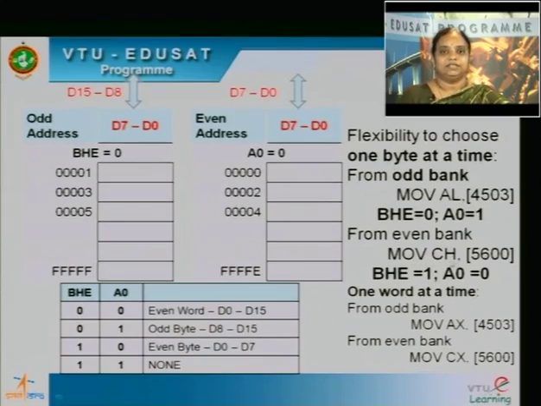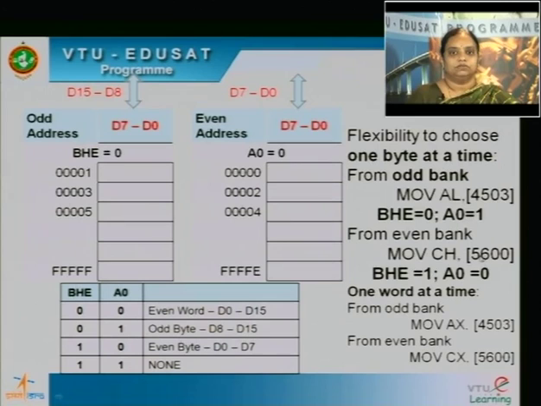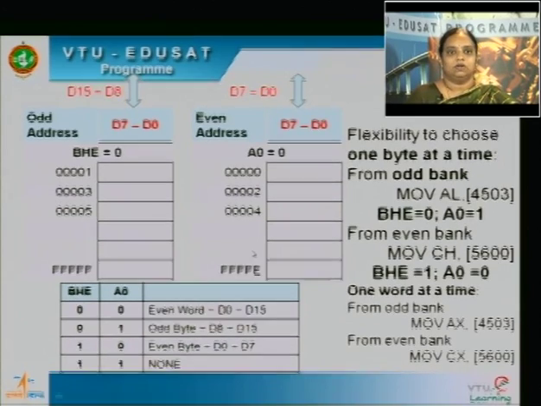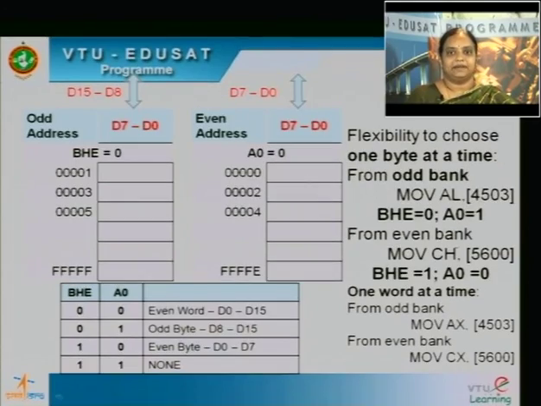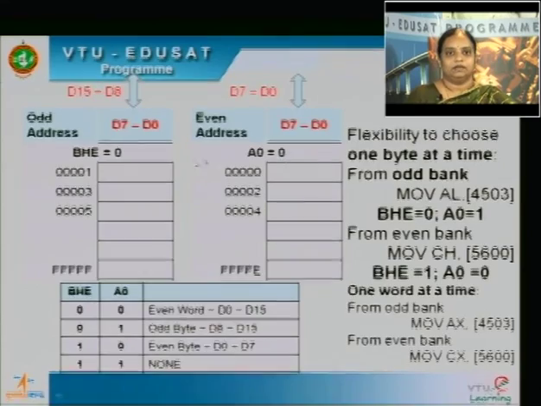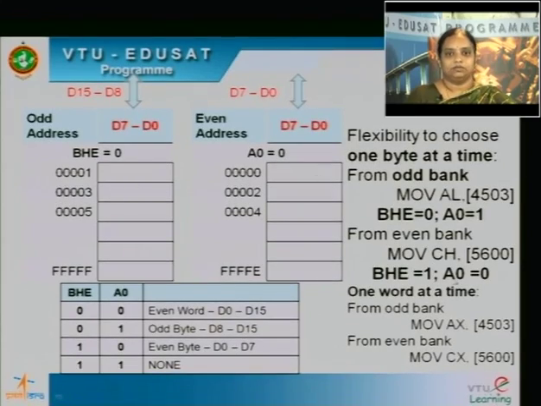For example, MOV CH, [5600]. CH is an 8-bit register, and to this 8-bit register you are moving an 8-bit data from 5600. So 5600 is an even address, and since it's an even address, all even addresses are stored in the even bank, and to activate this even bank, A0 is 0. And I don't need the odd bank, so BHE is equal to 1. So this flexibility is available by using the extra pin BHE equal to 0.